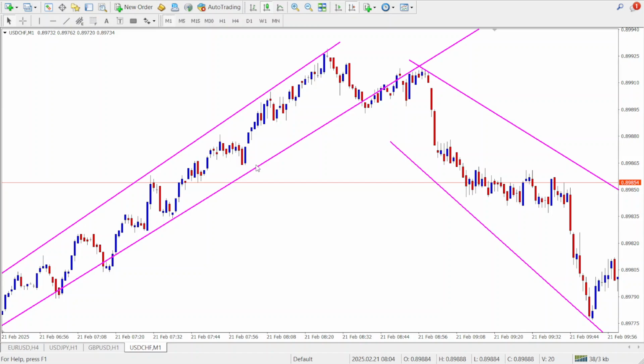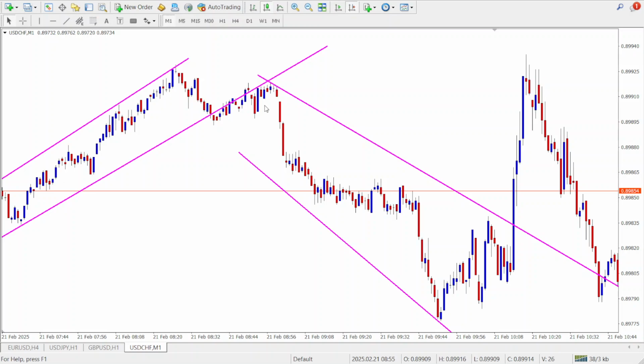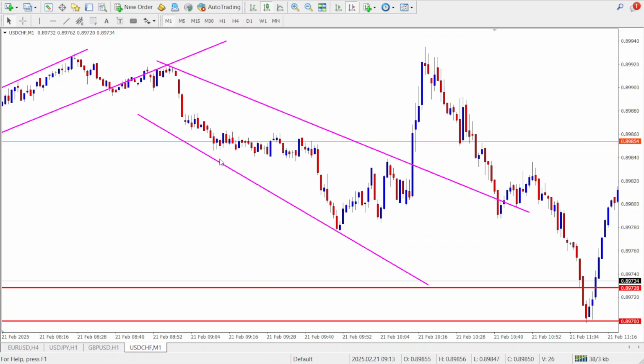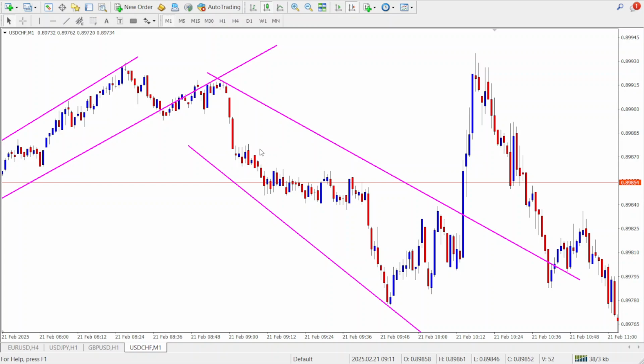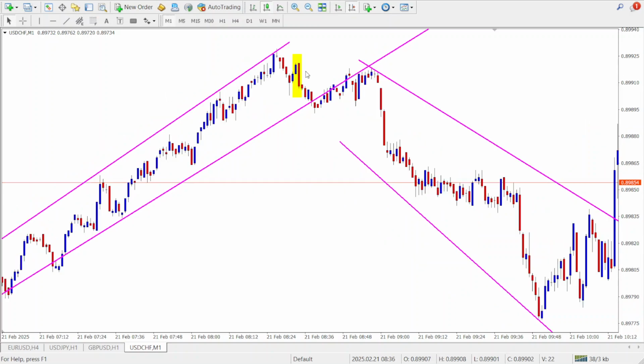When you are reading price action, you want to look for certain patterns and formations, right? Things like engulfing candles, pin bars, or specific candlestick patterns that indicate market indecision or a change in direction, right? For example, we can see here we had a bearish engulfing pattern here indicating a possible change in direction.